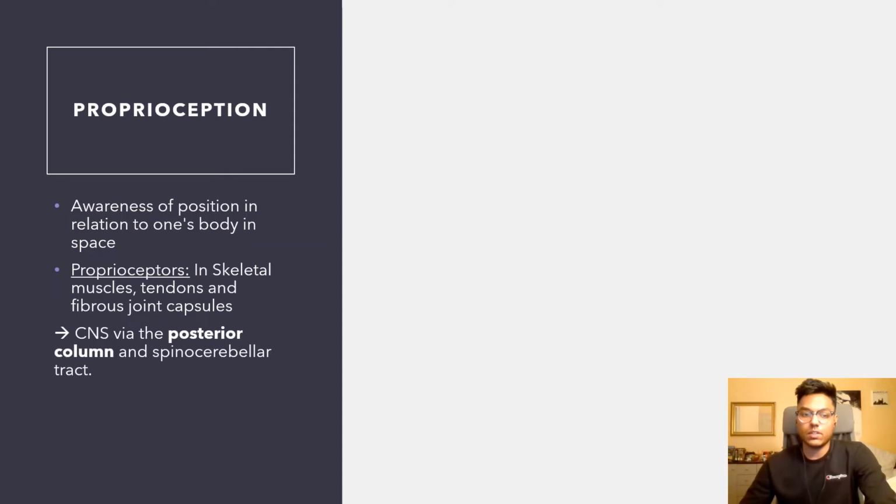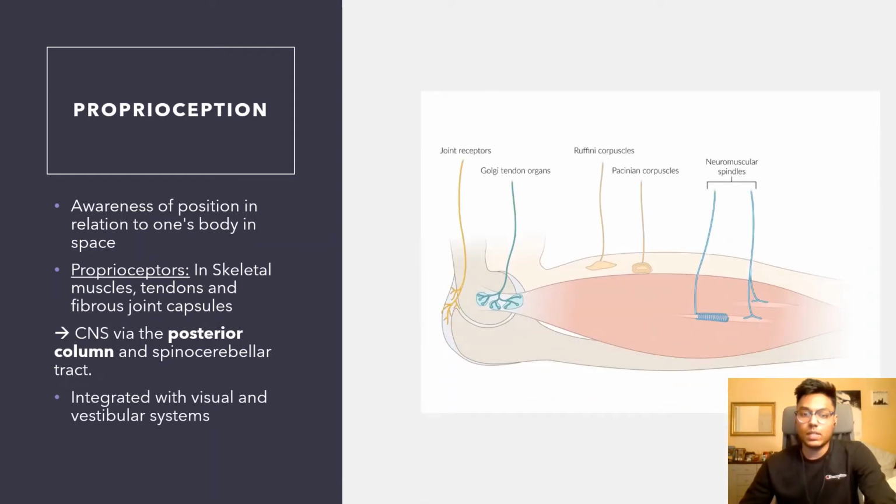It is important to recognize that this proprioceptive information is also integrated with the visual and the vestibular systems to create an overall picture of our body position, movement, and acceleration. So we basically have three major proprioceptors that are present in our body: the neuromuscular spindles, the Golgi tendon organ, and the joint kinesthetic receptor.